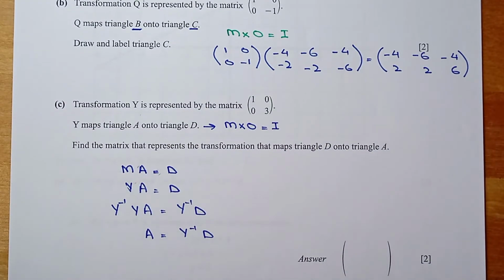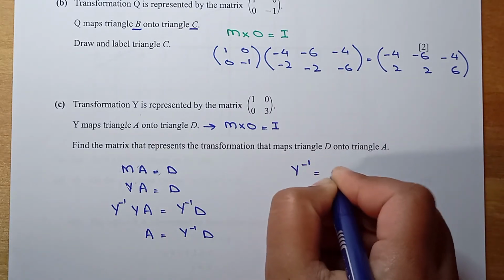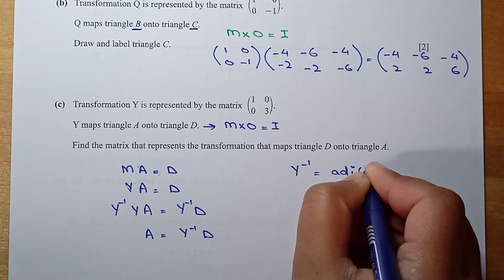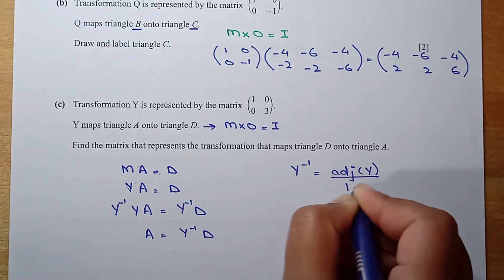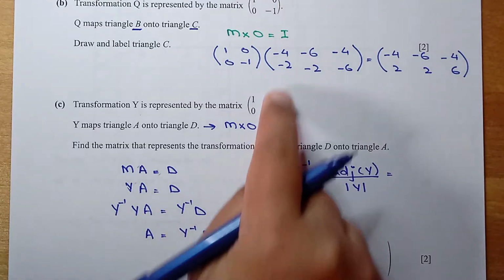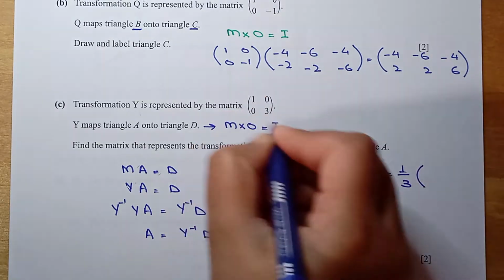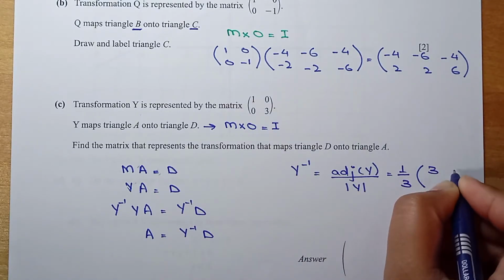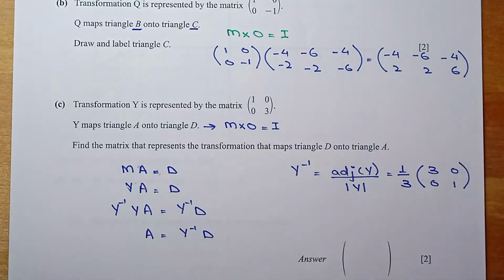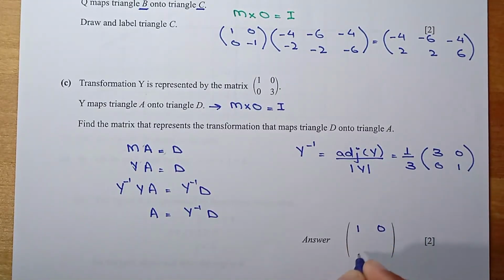We can find the inverse of this matrix by doing adjoint over determinant. So inverse is adjoint of matrix Y over determinant of matrix Y. So determinant is 1 times 3 minus 0 times 0. So 1 times 3 is 3. So 1 by 3. And we need to change the positions of 3 and 1, and we need to change the signs. This keeps 0 and 0. So the matrix would be 1, 0, 0 and 1 by 3. Right.